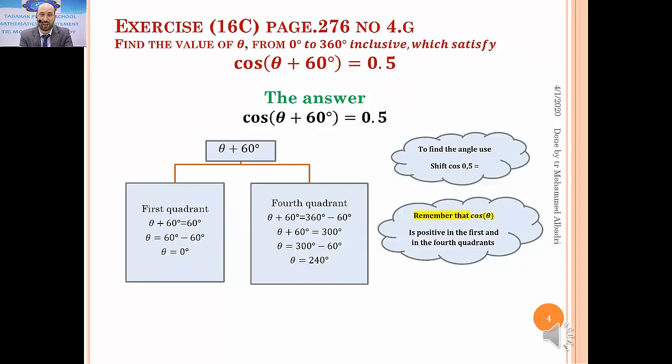Okay, so here the idea is that we have to know the sign of the ratio to know which quadrant we are going to solve in. Here we cannot solve in the second and third quadrants because the sign of the relation is positive, 0.5. So cosine is positive in the first and fourth quadrants. So theta equals 0 degrees and theta equals 240.